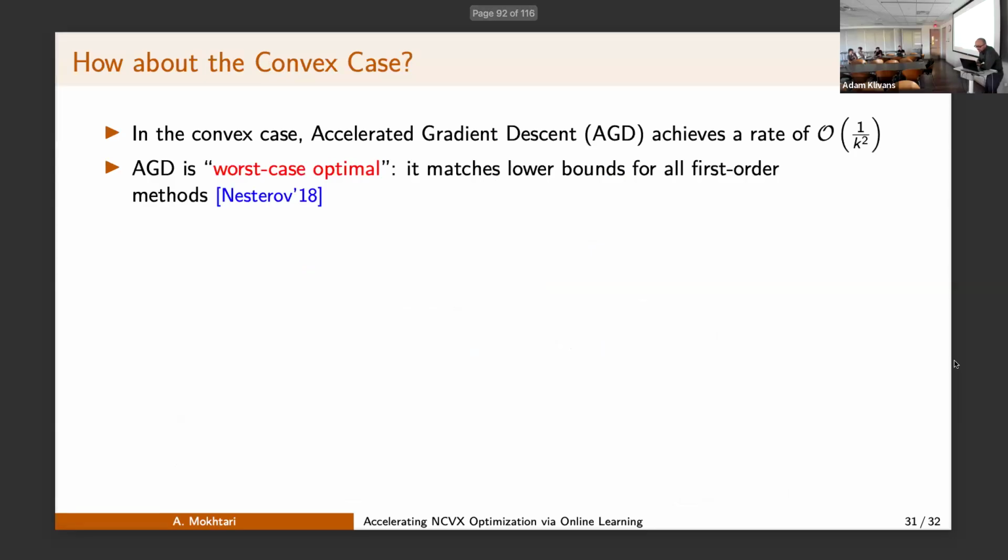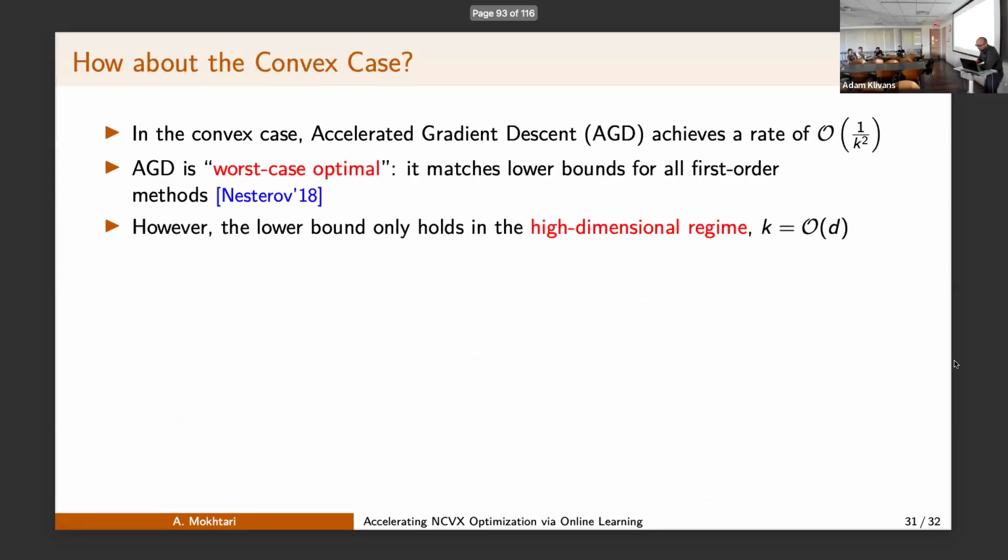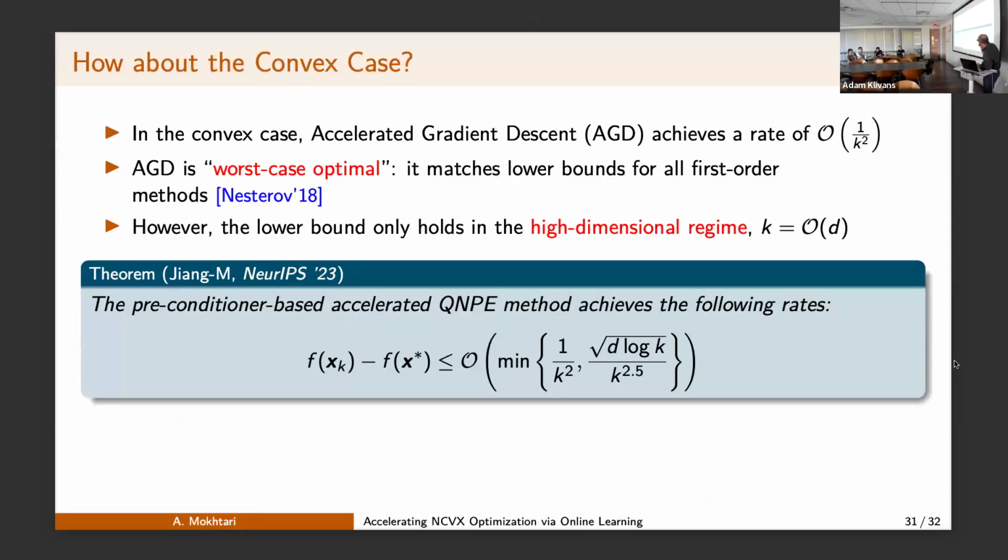That's pretty much it. For those of you who have seen my result for the convex case, we managed to show a similar result. Basically, we showed that it's possible to beat 1 over k squared if you run more than 1 over root epsilon iterations. Similar terminology can be extended to the convex case, and you can actually outperform accelerated gradient descent if you run more iterations.